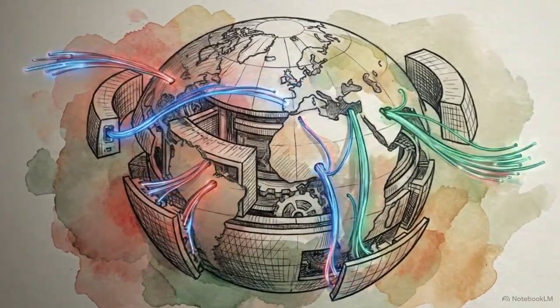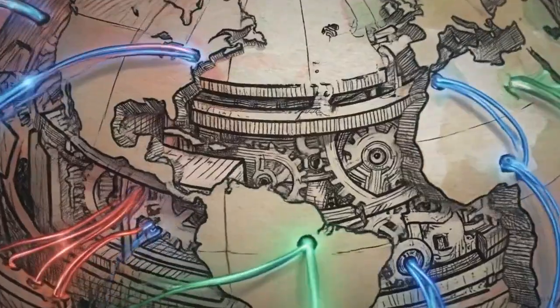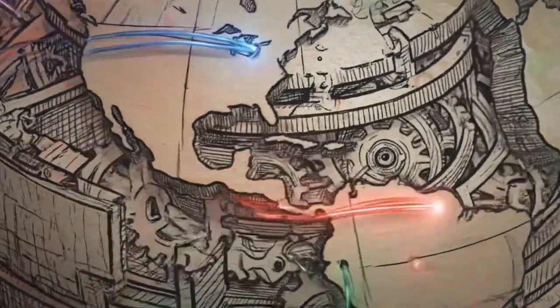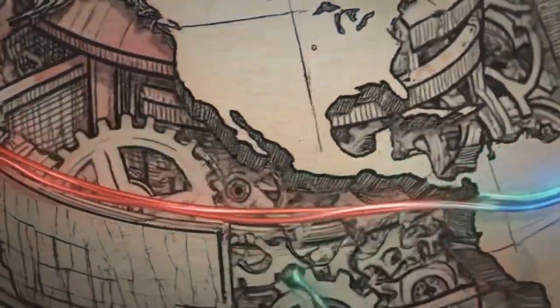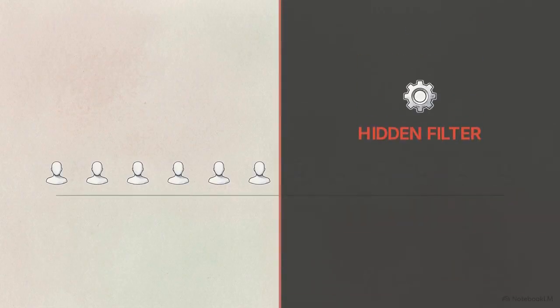We assume the modern internet is a borderless network, a system designed to instantly connect anyone, anywhere on the globe, by default. But the foundational architecture of the web operates with a hidden filter, one that silently blocks hundreds of millions of users based purely on the language they speak.